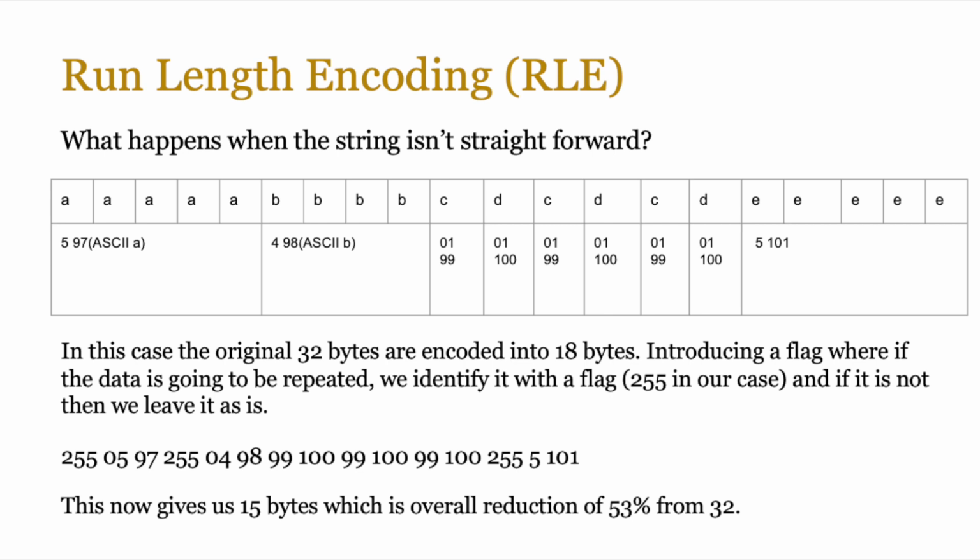So the original becomes 255 because we're going to repeat 5 times 97. Then 255, which means we're going to repeat 4 times 98. 98 is ASCII B. 99, 100, 99, 100, 99, 100, CD, CD, all of that stays normal. And towards the end, we repeat E 5 times, and we say that by 255, this is a repeat flag, repeat 5 times, 101, which is ASCII for an E. This now gives us 15 bytes, which is an overall reduction of 53% from 32. And in this way, people keep on refining compression algorithms to save more and more space over time.